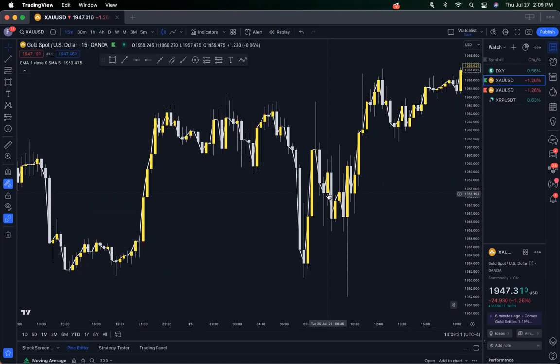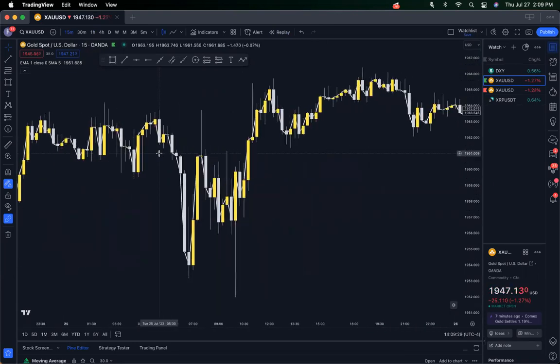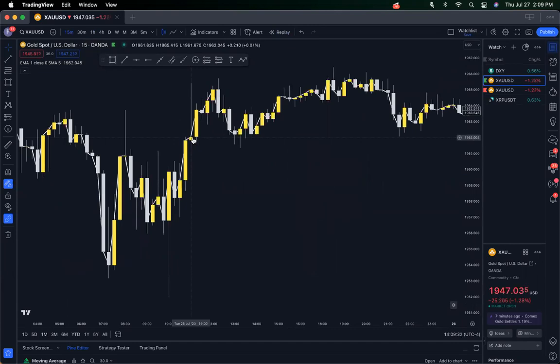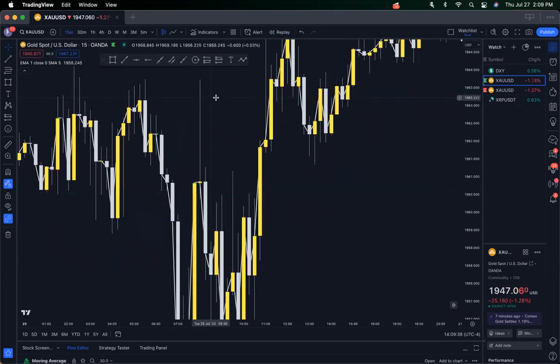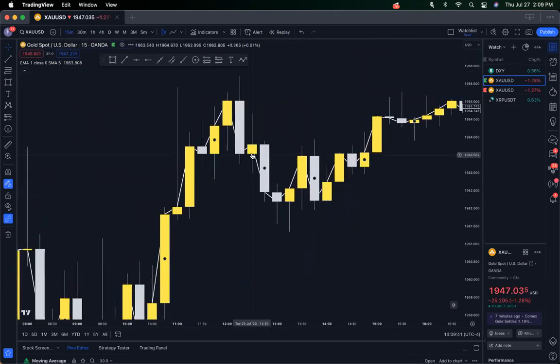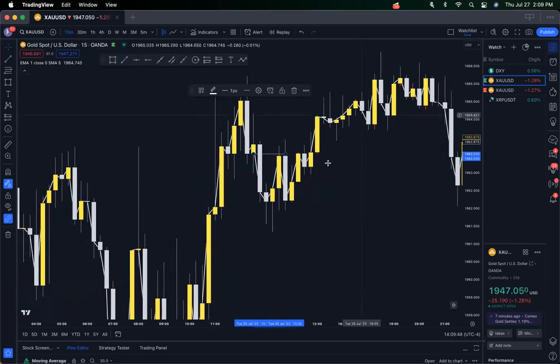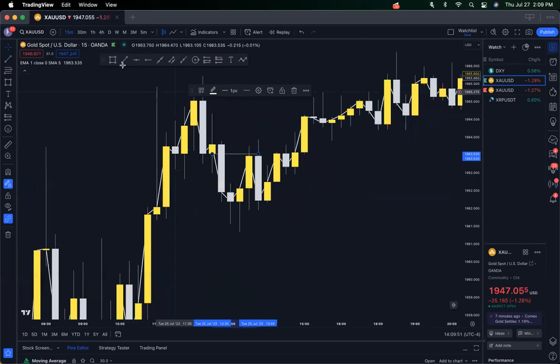I'm seeing everything that's working, so it's hard to find what doesn't work. I barely take any losses. Let's see. All right, let's do this one. This trade would have eventually worked out for you. But this is a perfect example actually.